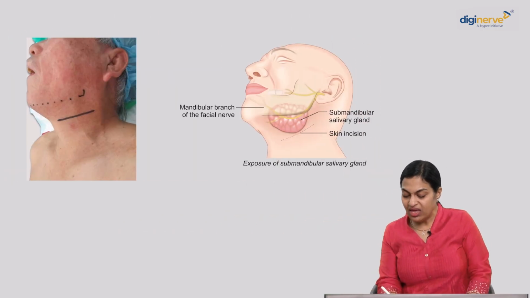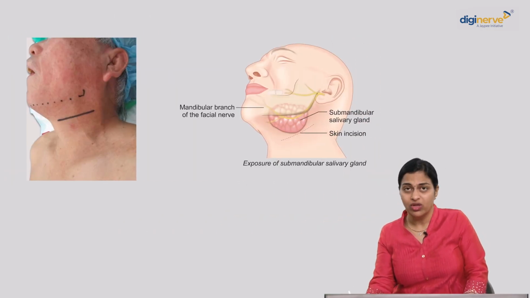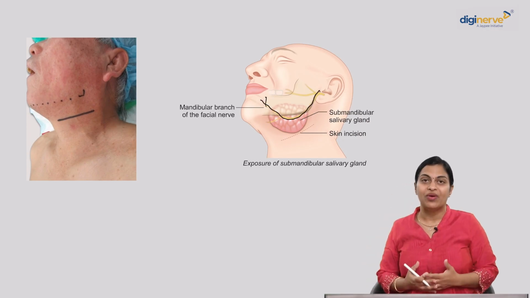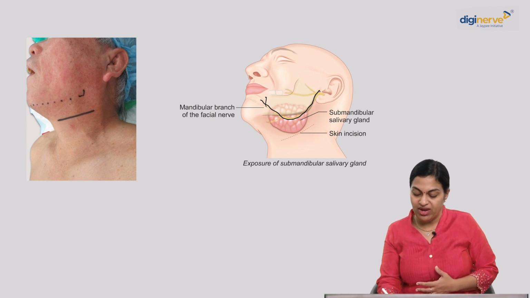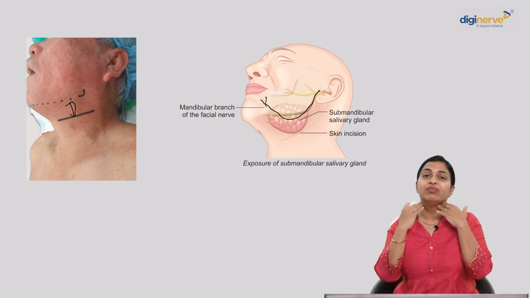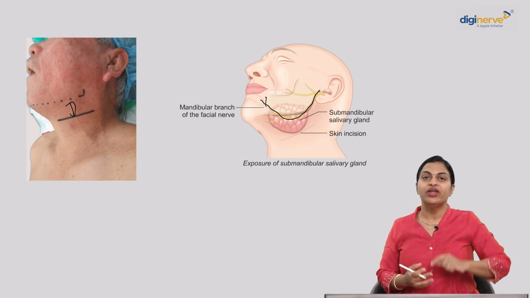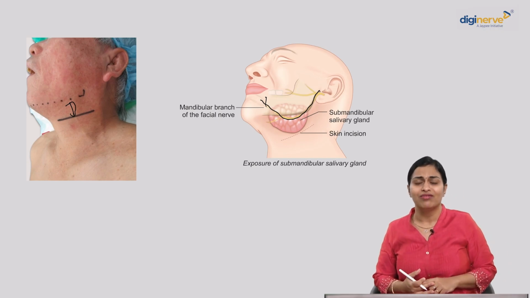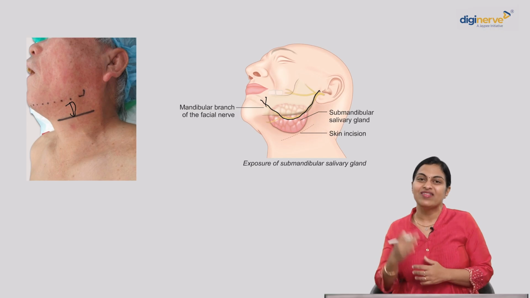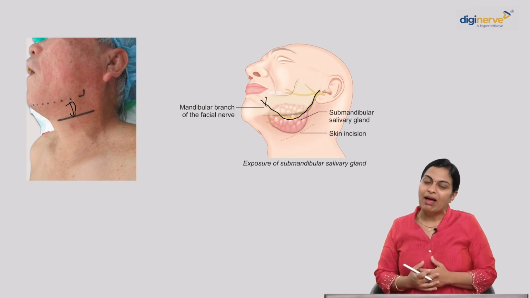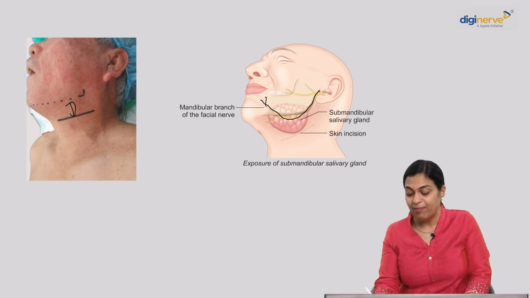The marginal mandibular nerve usually runs along the lower border of the mandible, but in some patients it can have a course like this, going below and then coming up. So it's always better to make an incision 2 to 4 centimeters below the lower border of the mandible to avoid injury to the marginal mandibular nerve. If this nerve is injured, what will happen? Which muscles are paralyzed?